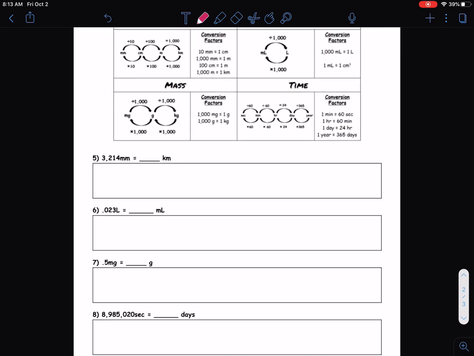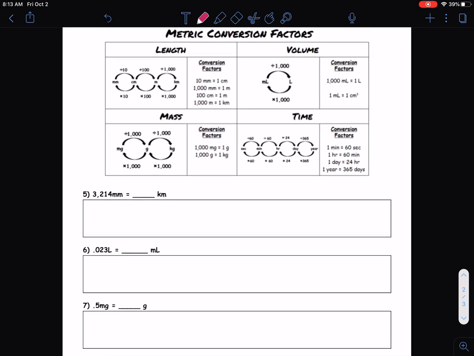So we have number 5 now. I want you to solve number 5. The correct answer to this is going to come out as 0.003214 kilometers. You're going to get this by taking what you know, 3,214 millimeters, set it over 1.